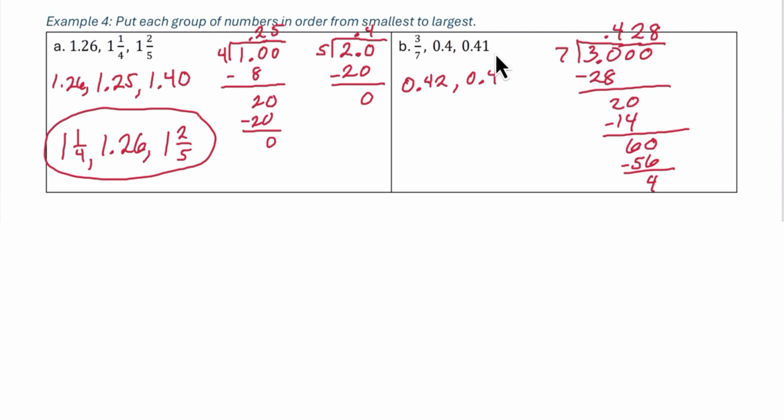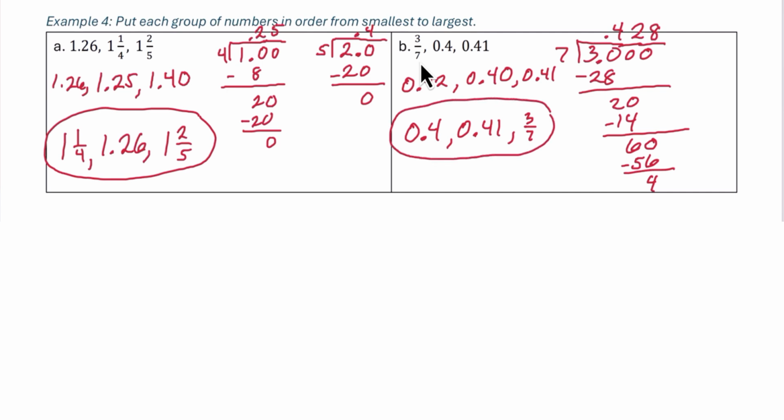I'll rewrite the middle one as 40 so that it has the same number of decimal places as the others. So comparing 40, 41, and 42, putting those in order. The smallest, 4/10. The next is 0.41 or 41/100. And then finally 3/7, which is really bigger, 0.42. And now we have them in order from smallest to largest.